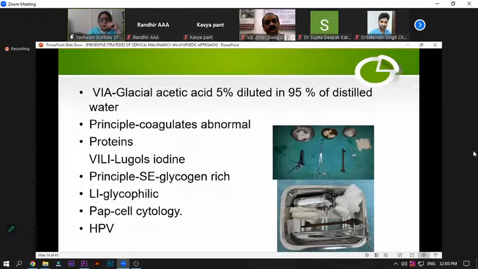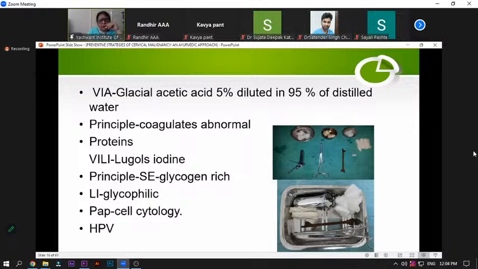And next, Lugol's iodine. The principle in applying Lugol's iodine is that the squamous epithelium over the transformation zone is glycogen rich, so it will change its color when there is dysplasia. It is a glycophilic agent. It will turn mahogany brown when there is dysplasia. So this is a very simple method to do, even in a very low resource setting.